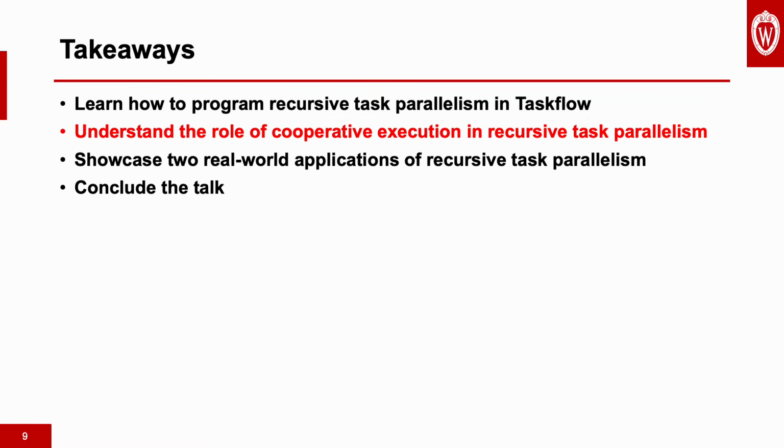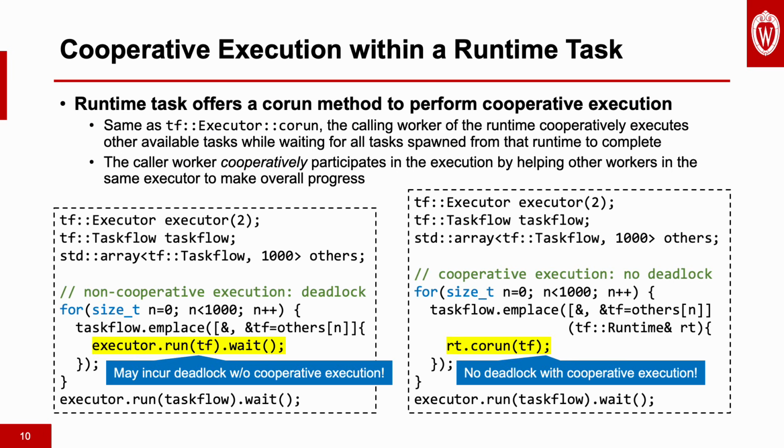Now, we are going to understand the role of cooperative execution in recursive task parallelism. As you have already seen, runtime task offers a corun method to perform cooperative execution. Similar to executor's corun, the calling worker of the runtime will cooperatively execute other available tasks while waiting for all tasks spawned from that runtime to complete.